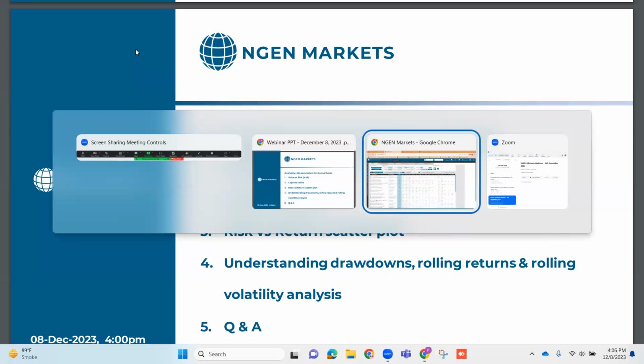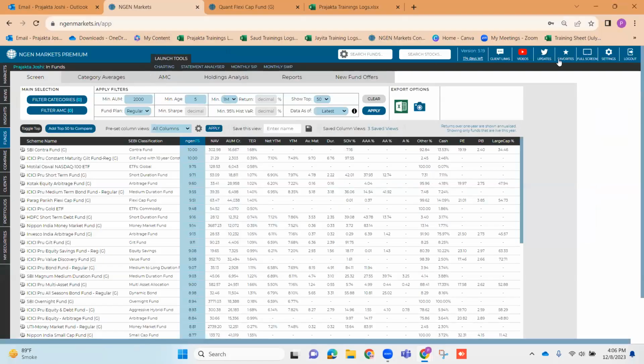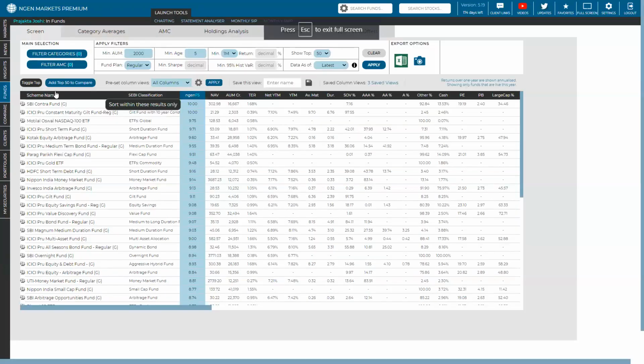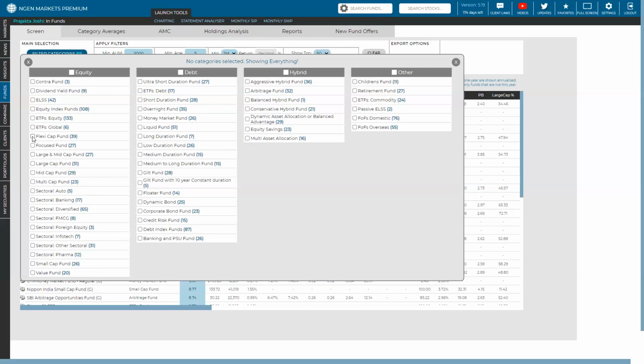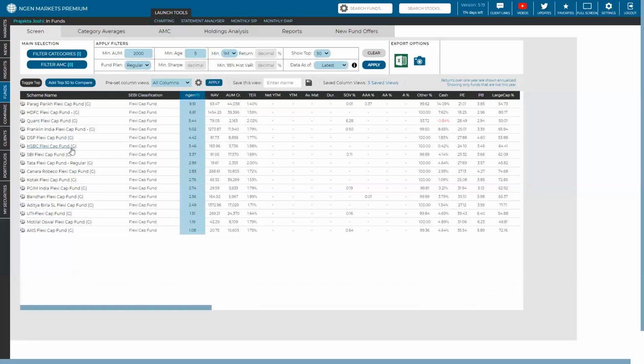So typically today we will first come on to the funds section, wherein we will just choose a category of mutual funds to have a look at various risk parameters. So in this case today, we are going to choose FlexiCap as a category. So I simply click on FlexiCap, I click on close. All the FlexiCap funds get loaded.